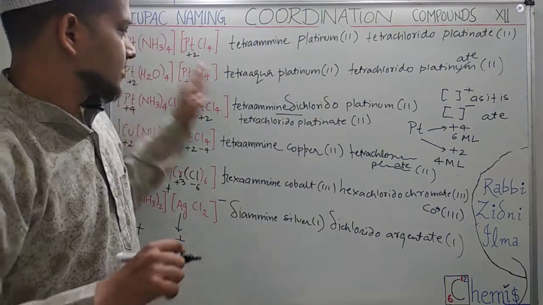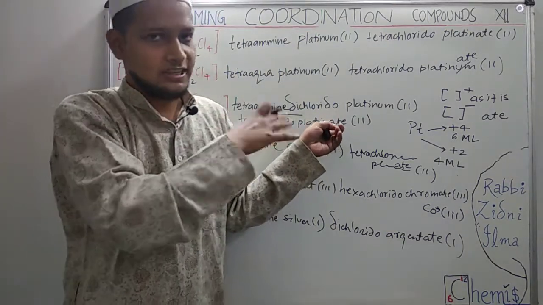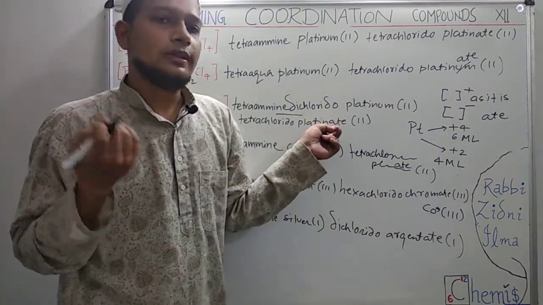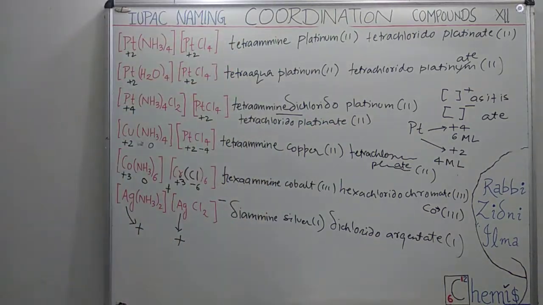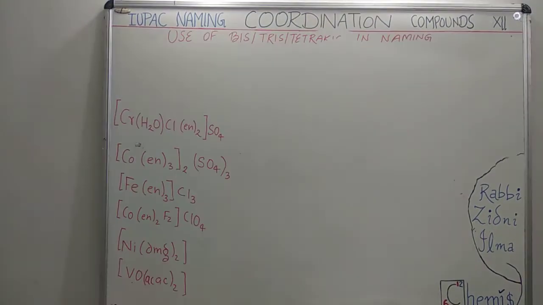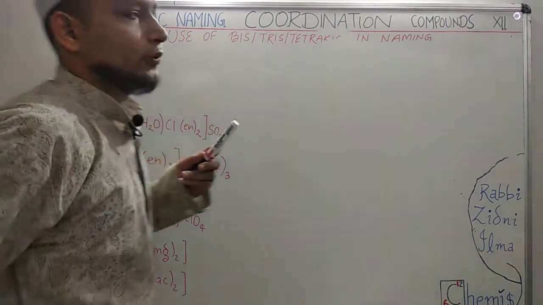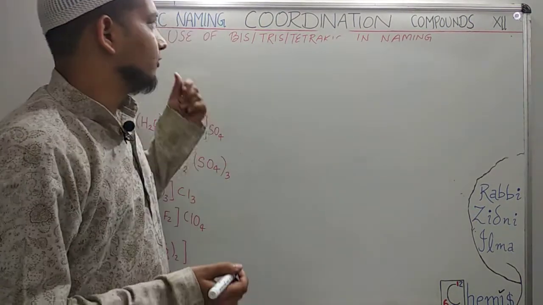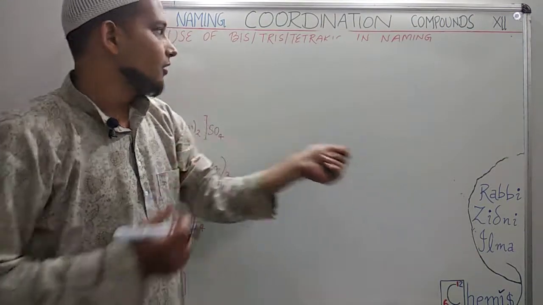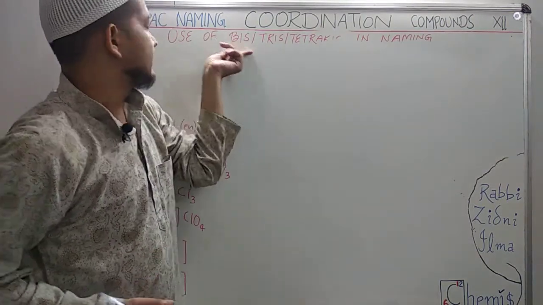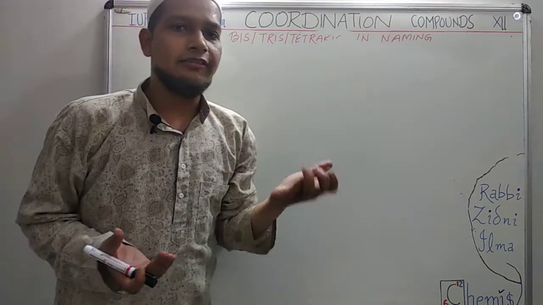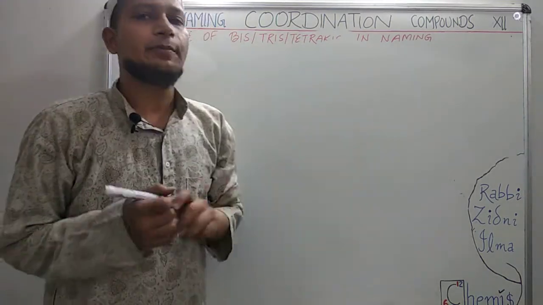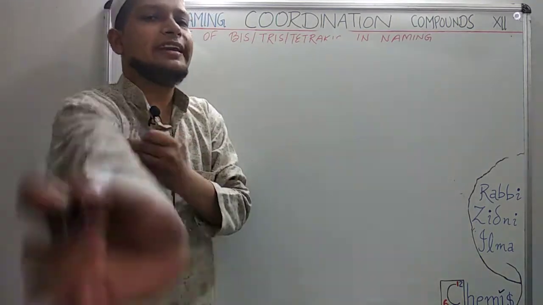I will clean this complex mess up so that I can tell you the cases of bis, tris and tetrakis. So students, the final slide of coordination compounds naming. Now we will discuss the use of bis, tris and tetrakis. How will we determine when to use them and what is the concept behind this? Now I will give you a very nice example.